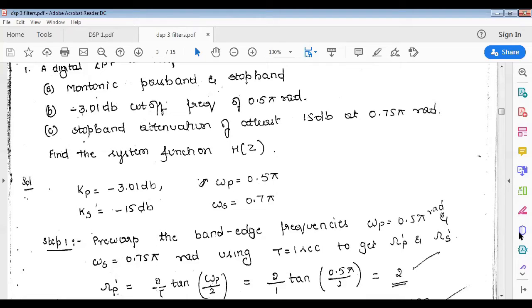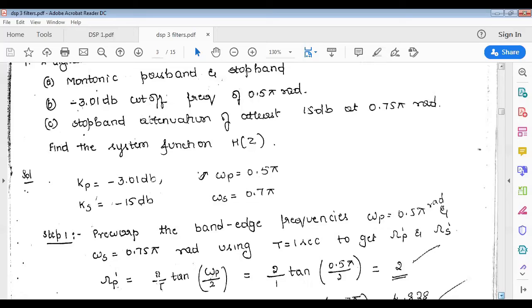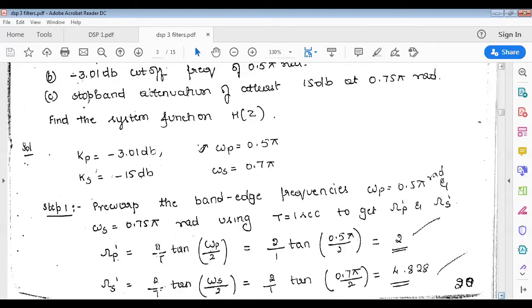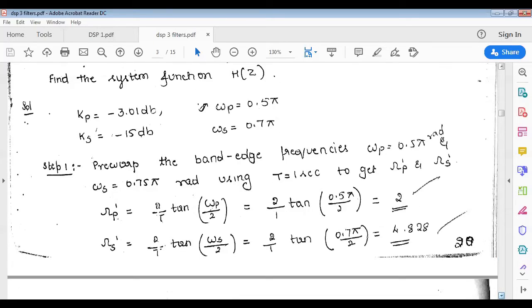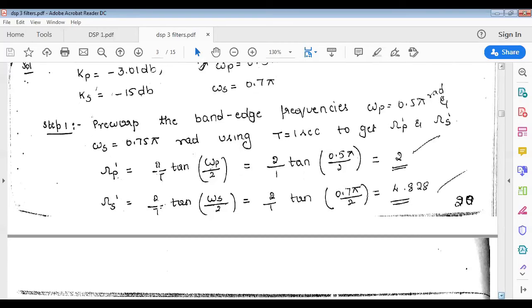The first step is pre-warping, which is converting the digital data into analog data. Using the pre-warping formula, omega p dash equals 2 by T into tan of omega p by 2, and omega s dash equals 2 by T into tan of omega s by 2. We know omega p is equal to 0.5 pi and omega s is equal to 0.75 pi. Substituting both, I will get omega p dash and omega s dash. That is, I got the analog frequency data.